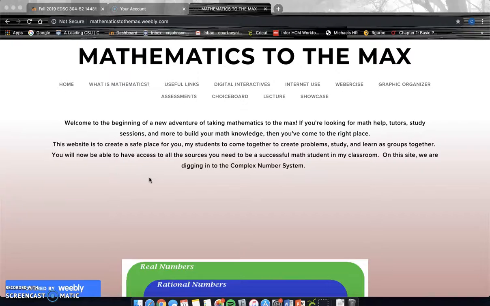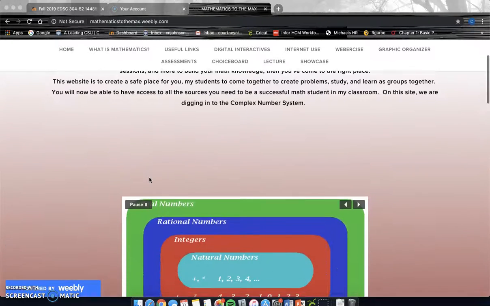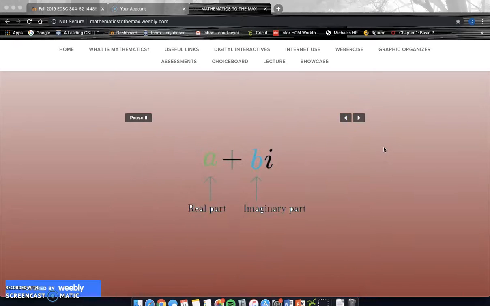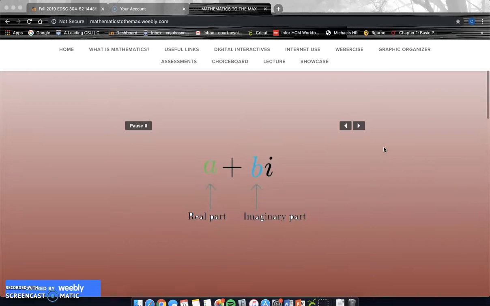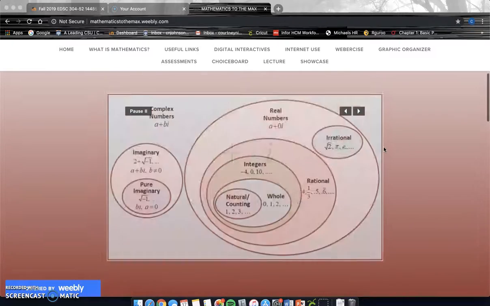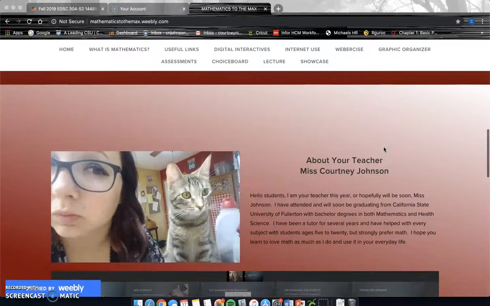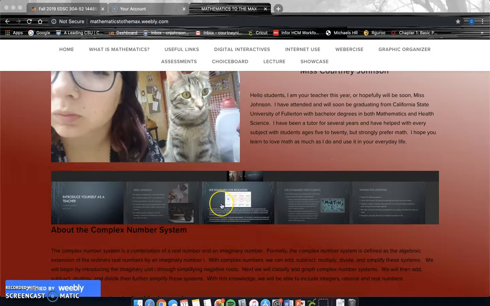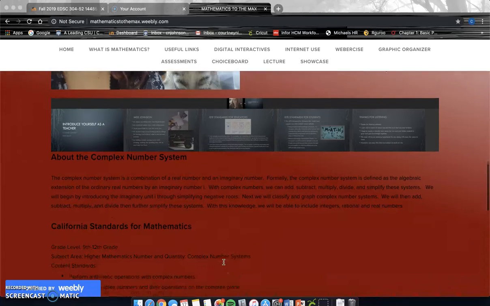This website is based around the lesson on the complex number system. So here we have a few images for it to rotate through. It just kind of shows us what complex numbers are. And then if we continue to scroll down, there's a little bit about me, along with my video that we did for our intro for the class.